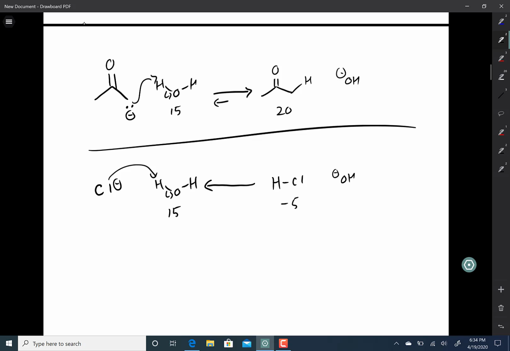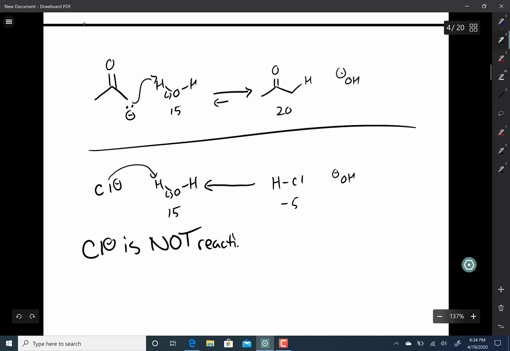Okay, now I want to be very, very clear. Chloride is not reacting irreversibly with water. Because chloride doesn't react irreversibly with water, because if it did, we wouldn't have an entire ocean full of salt water.